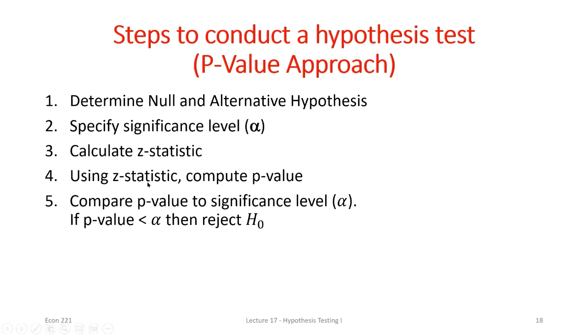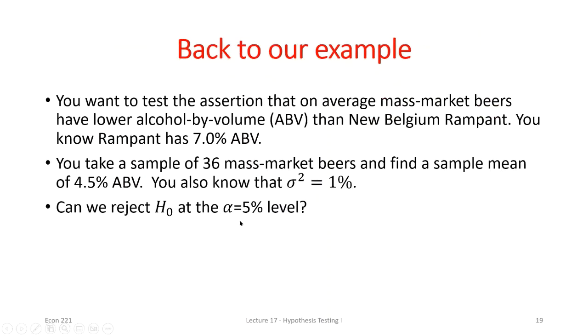And then finally, once we have that test statistic or that z statistic, we can find the p-value. Find the probability I saw something that inconsistent with what I assume to be true or even more inconsistent. And then if that p-value is less than alpha, I reject the null. If it's not, I fail to reject.